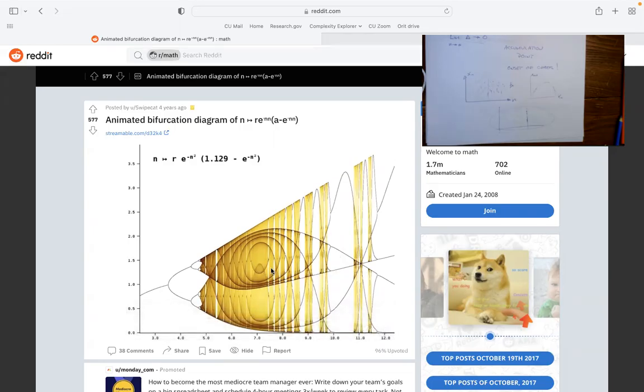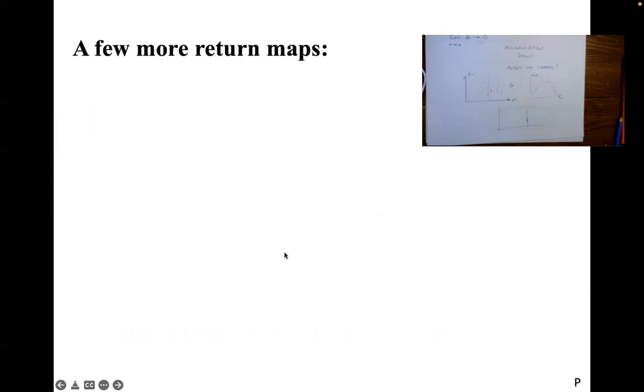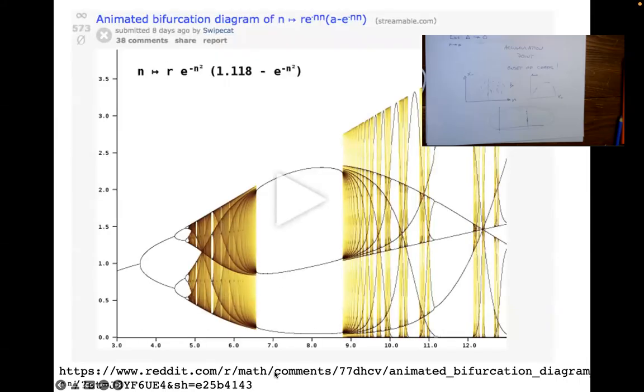Let me get out of Safari. And here is the long, nasty link for that, but it's also posted on the course homepage if you want to play with this Reddit bifurcation diagram.